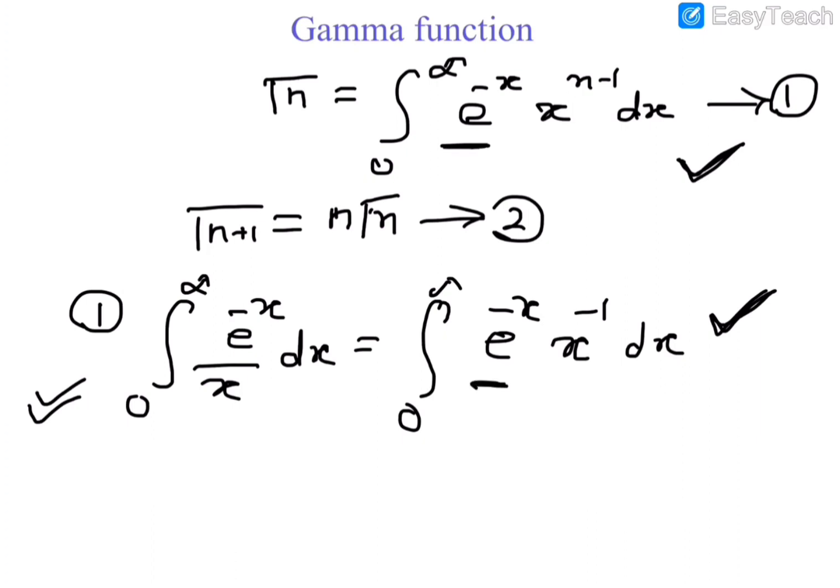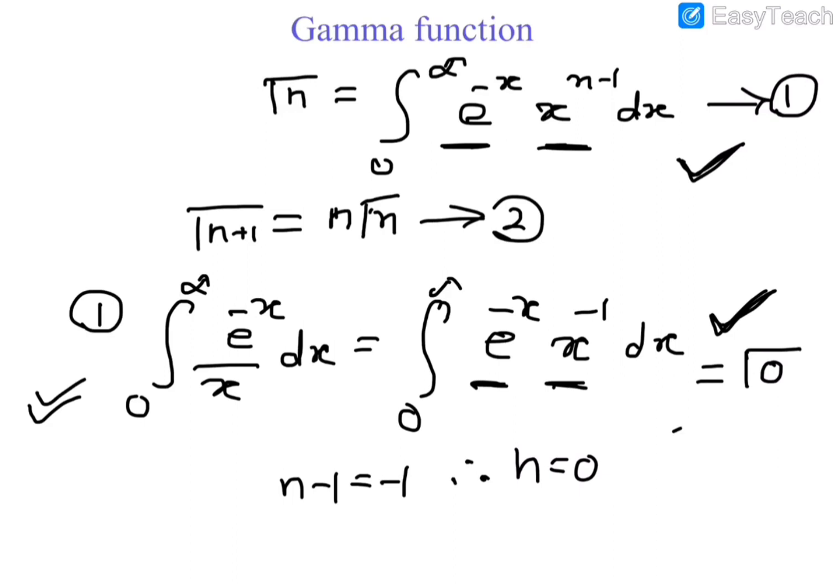Okay, so what is different? x raised to the power n minus 1 is here, and here it is x raised to the power minus 1. So you can easily write n minus 1 is equal to minus 1. So n minus 1 equal to minus 1, and easily you can see that n is equal to 0. So it can be written as gamma function of 0. And in the last class I have already told you that gamma function of 0 is nothing but infinity. Okay, so this is how we have done the first numerical.